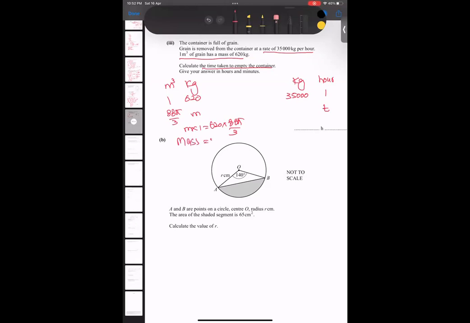I can find it: 57135.1. So this mass I'm writing here, 57135.1. And now cross multiply t into that and this into there. So divided by 35,000, and I'm getting here T is equal to 1.63243.